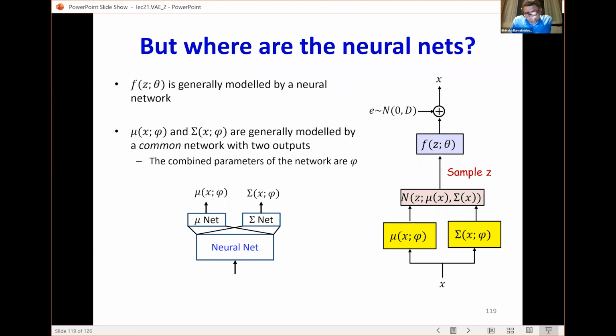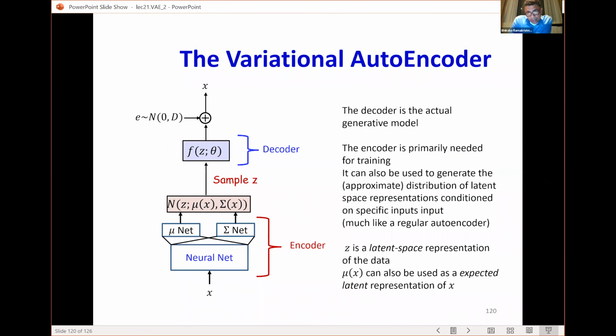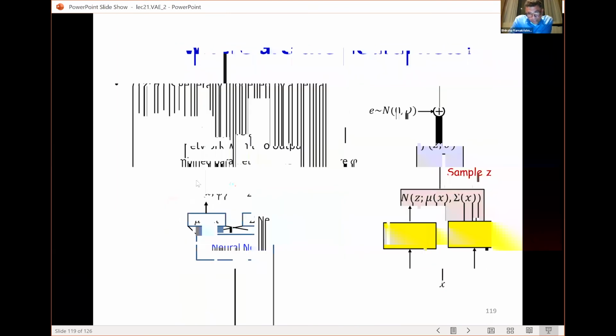So where are the neural networks? F is a neural network, and mu and sigma over here are also going to be computed by a common neural network. So there are two neural networks here. Now, the decoder is the actual generative model; the encoder is primarily required for training. But this encoder can also be used to generate approximate distributions of latent space representations conditioned on specific inputs.